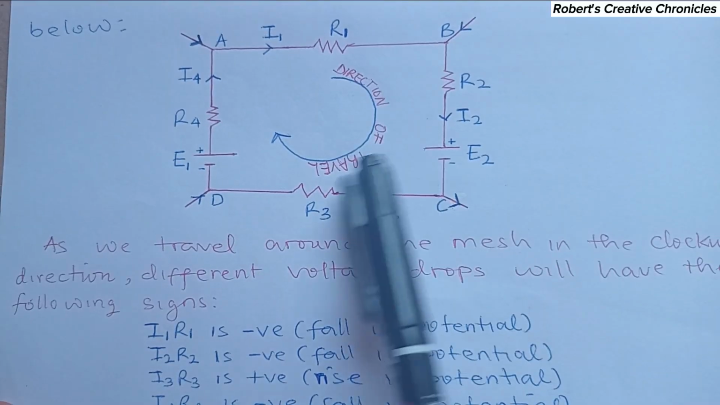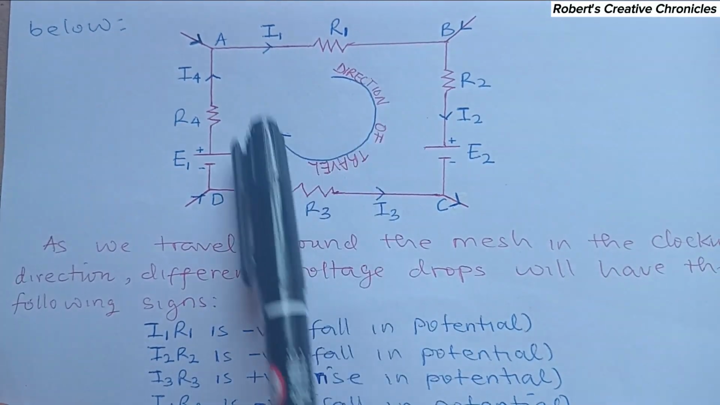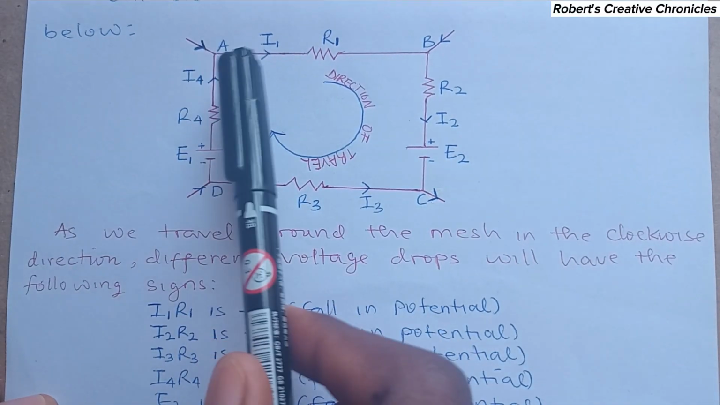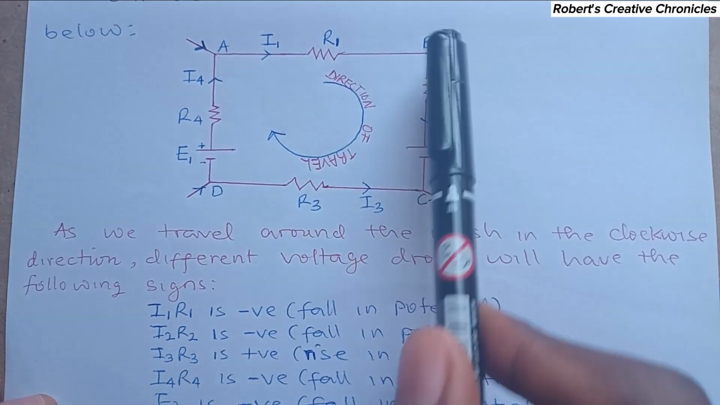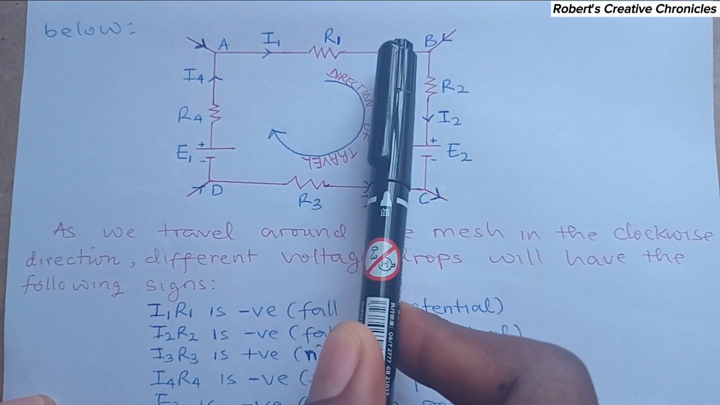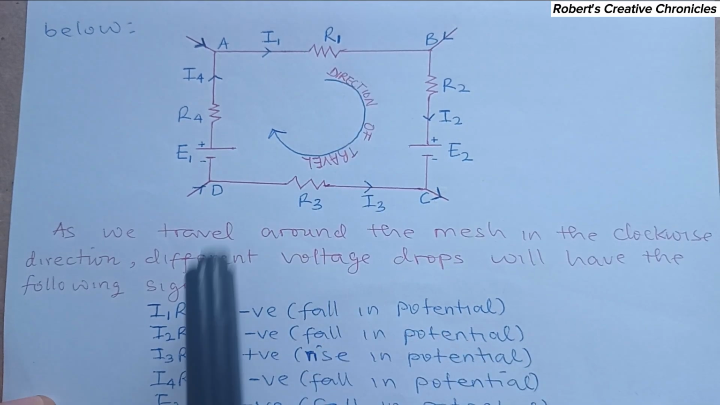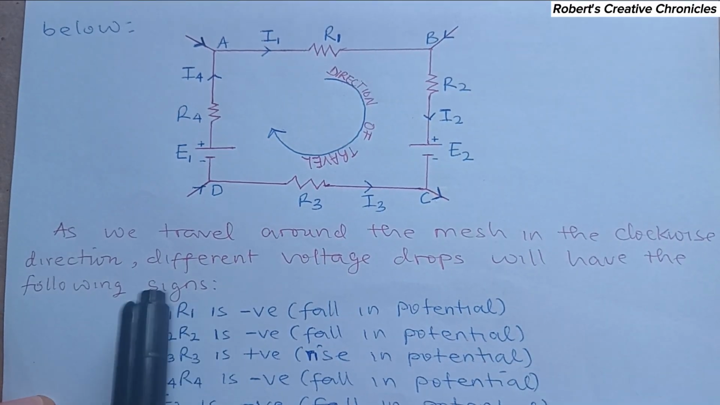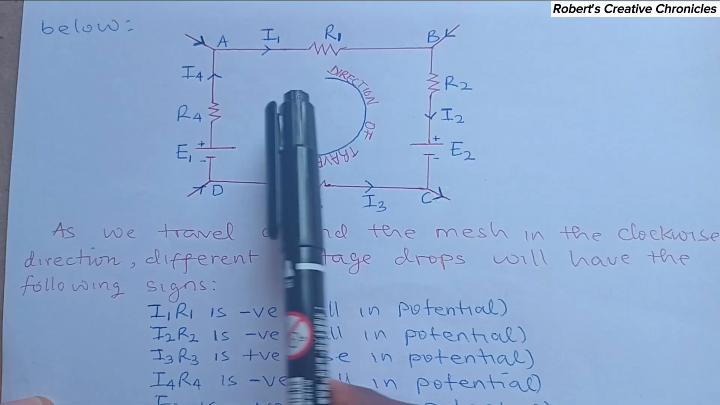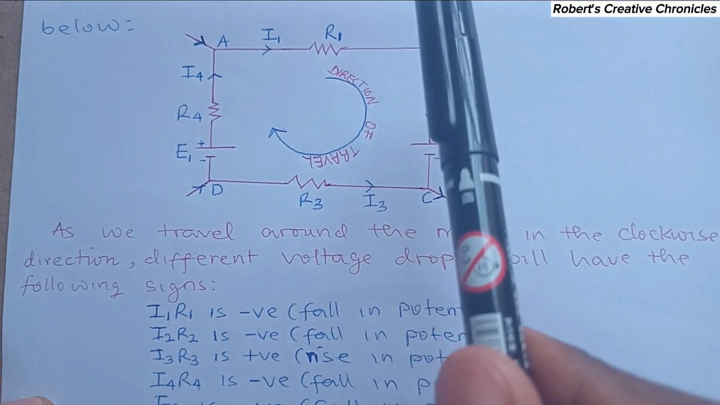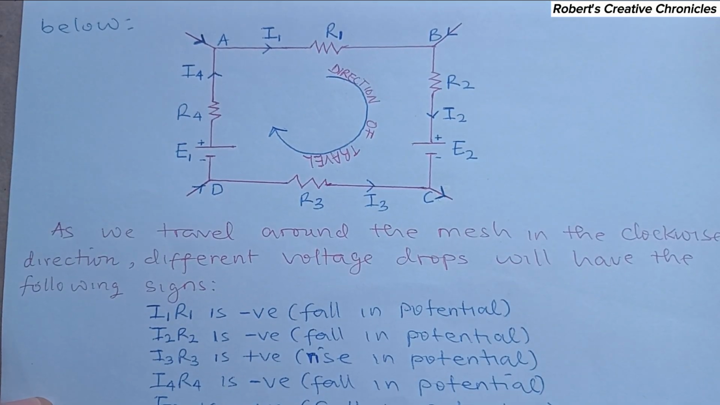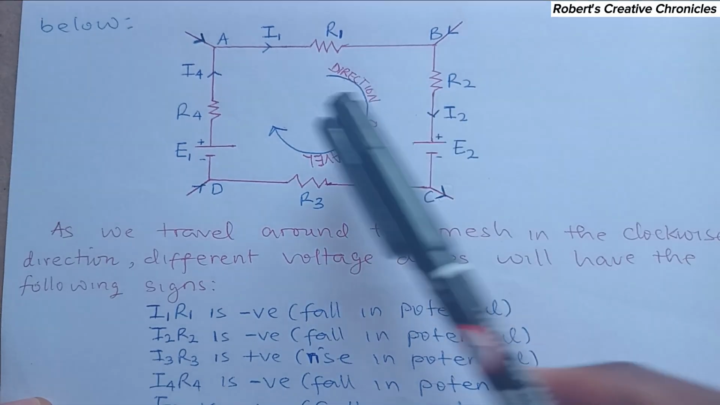So since we are moving in the direction of this I1 and we are moving in a clockwise direction, which is the same direction as this I1, and this is moving from point A to B, that means the final potential we'll meet is negative. So we are always taking the sign that this voltage will take as the final potential. We are not going to take the first potential. We are only considering the last one that we'll meet before we leave that current, or before we leave the branch.